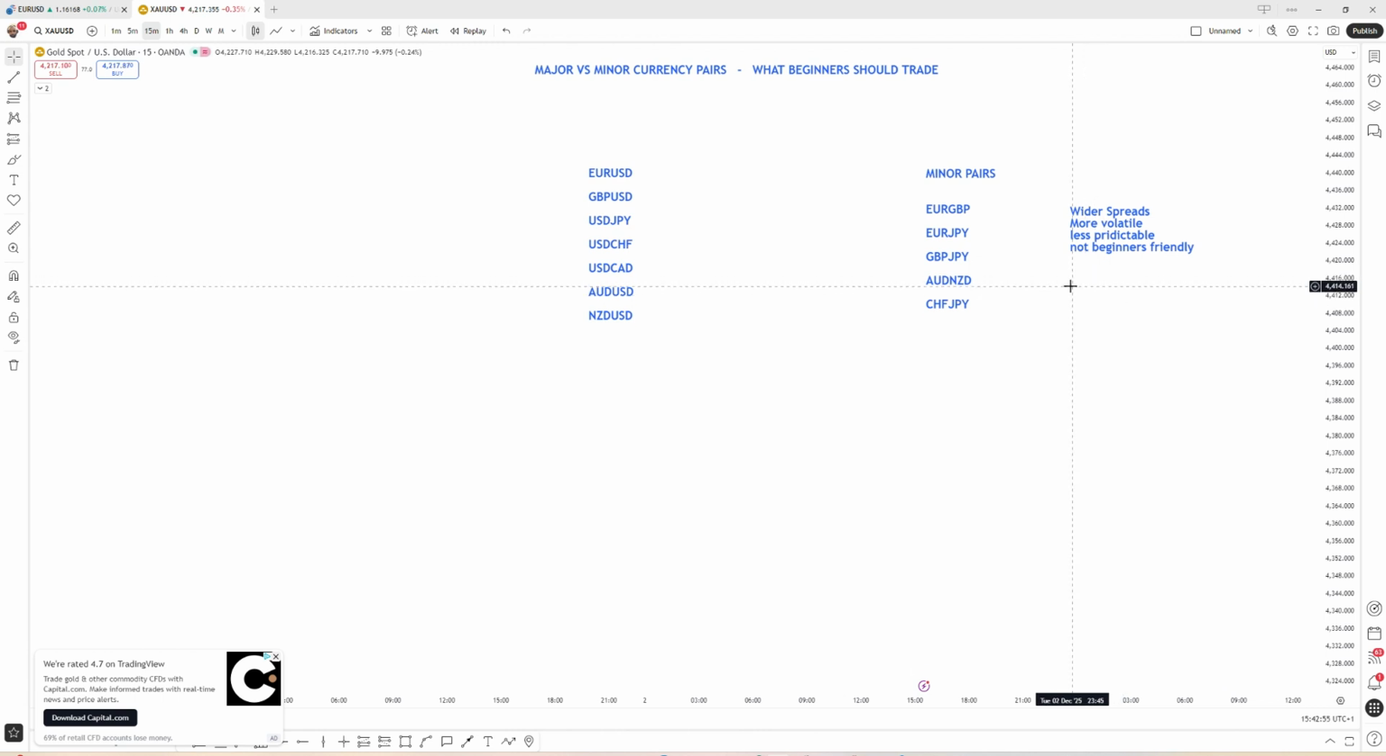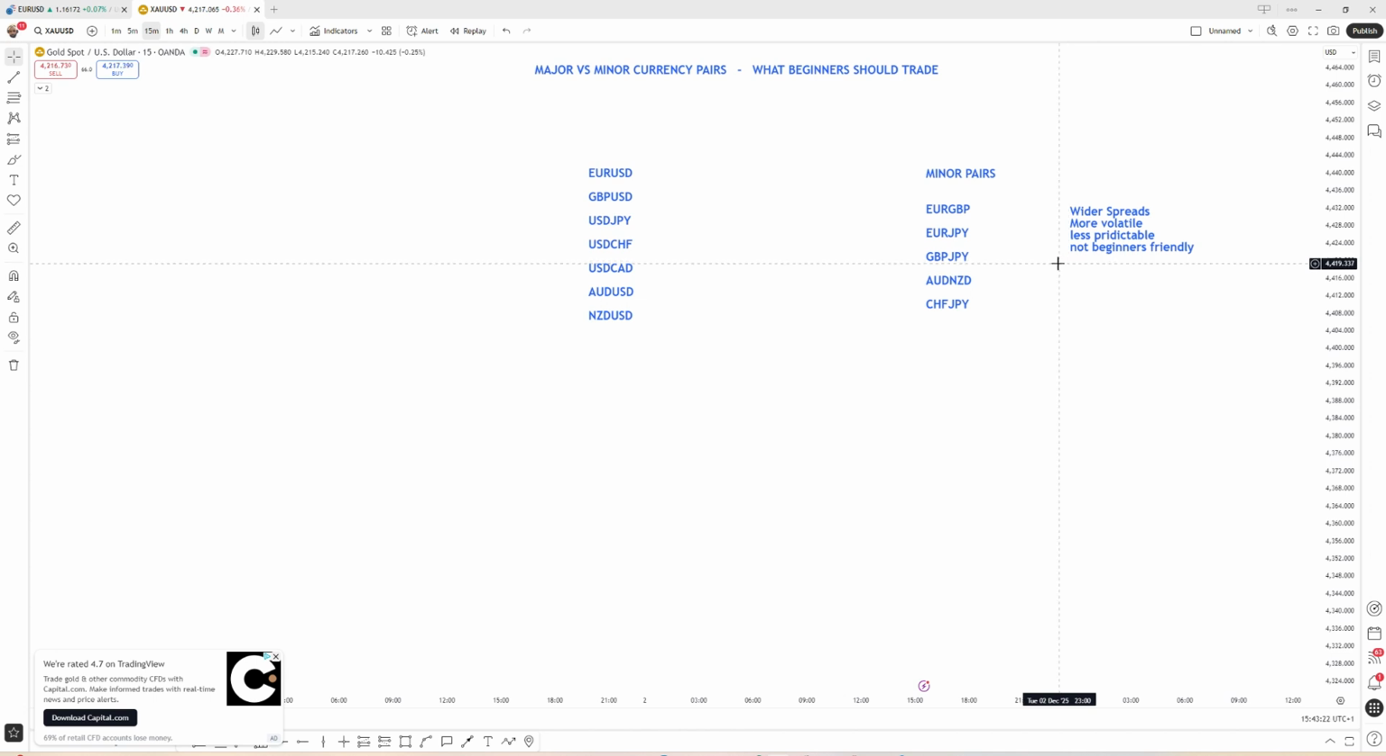In a day, they have an average coverage of, for instance, GBP JPY has an average move of 120 to 150 pips in a day, which is not beginner friendly. So that is why it's not recommended for a beginner forex trader to start with.